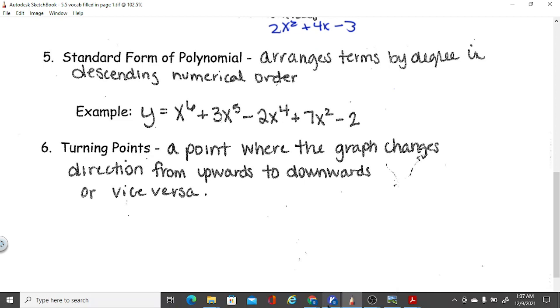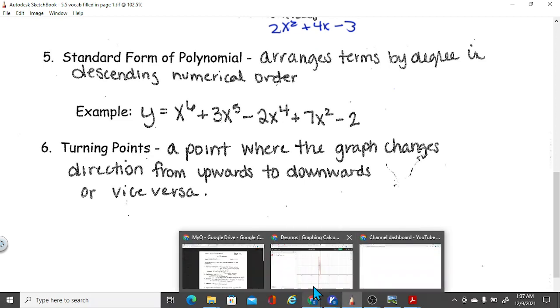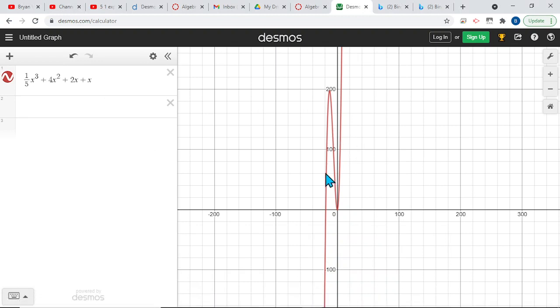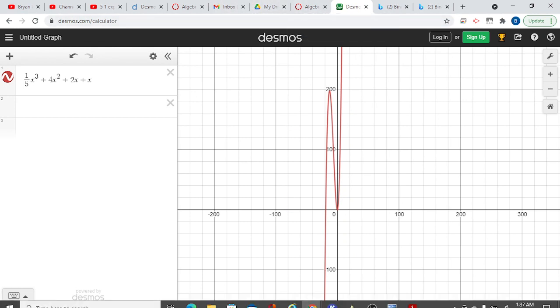And we saw some of those turning points in the graph that we just looked at. So we have a turning point here right around 200, for example. It turns around. And another one at the origin, okay, goes the other way. All right.